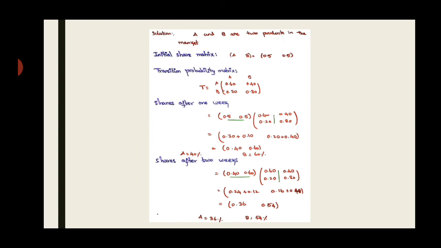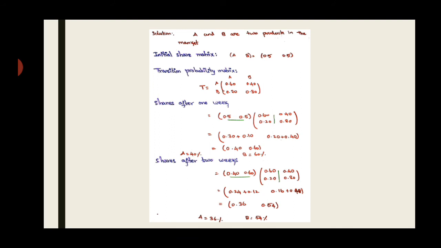Find the shares after 1 week and after 2 weeks. So we have two calculations, and if the price war continues, when is the equilibrium reached? Okay, now the shares after 1 week we are going to find. So take the initial matrix and multiply with T. So 0.5 and 0.5, and the T matrix I have taken.